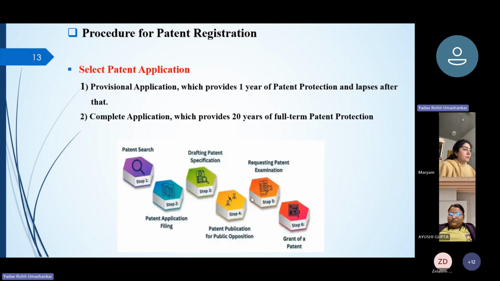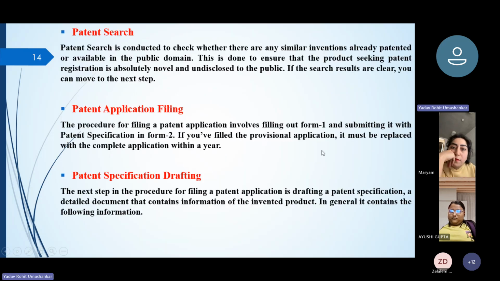What are the steps in filing the patent? So patent search, patent application filing, drafting the patent specification, patent publication for public opposition, and then patent examination, and then grant of a patent. So yeah, the first step comes here, the patent search.